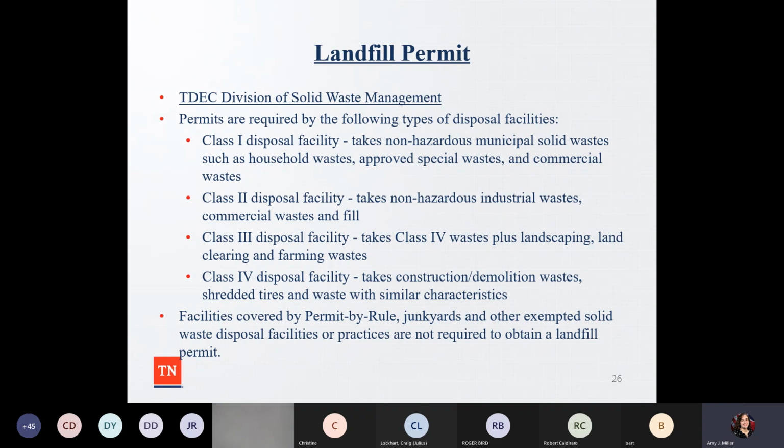So again, these facilities are covered by permit by rule. You can't have junkyards, and other exempted solid waste disposal facilities or practices are not required to obtain a landfill permit. So again, you have those 4 types up above. Again, if they're doing municipal waste, agricultural, industrial, if they're doing tires or demolition activities, they do have to have a permit.